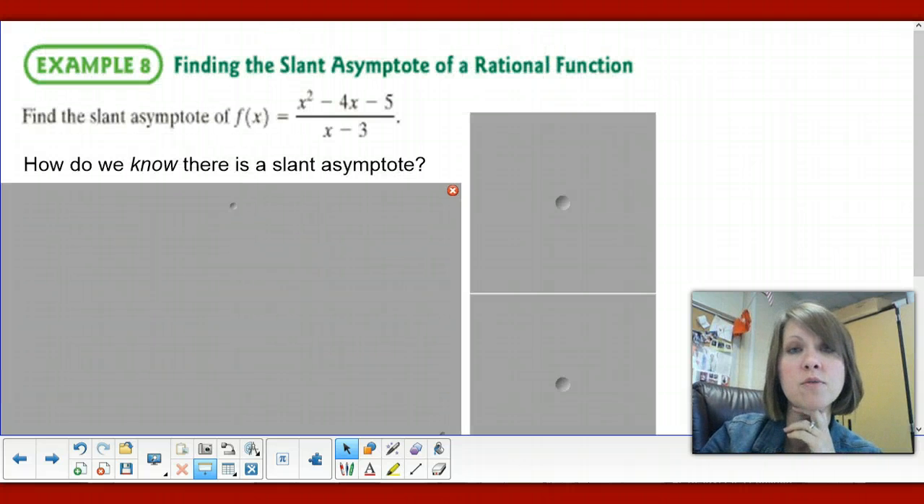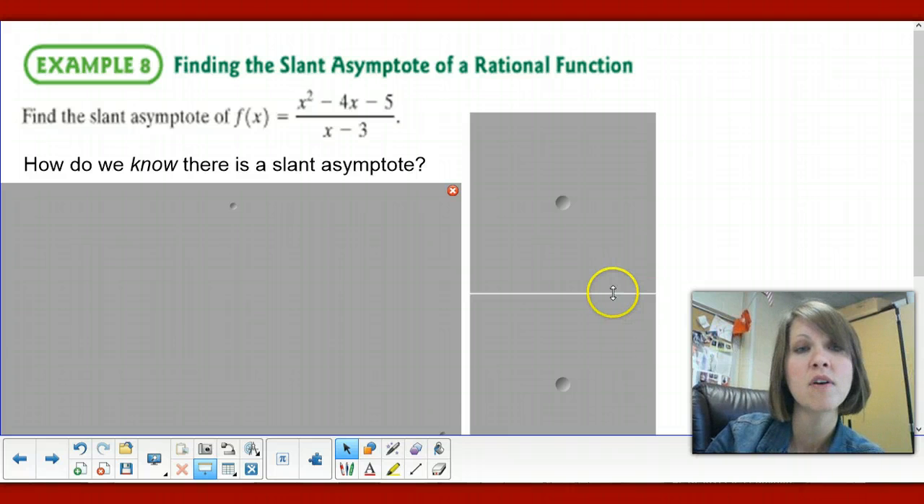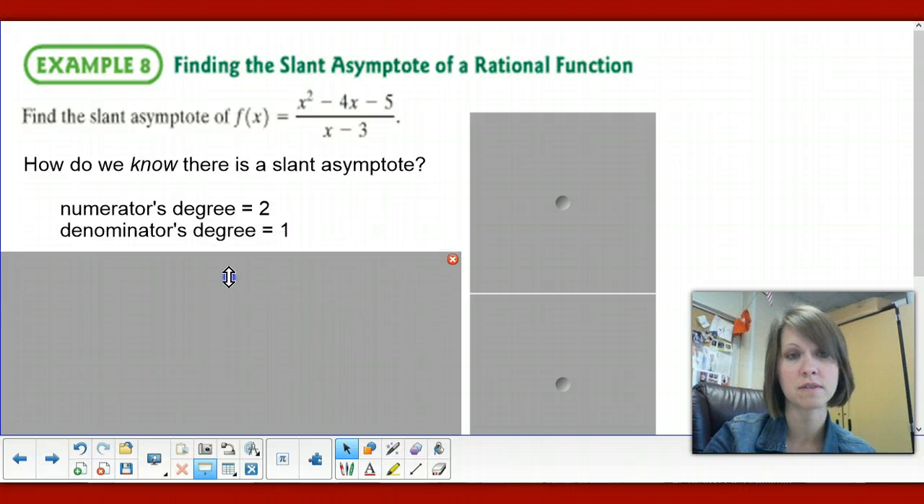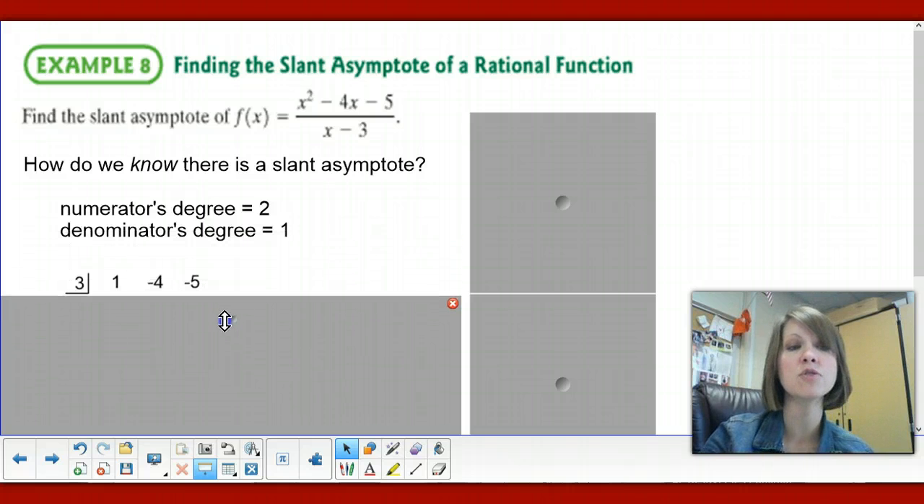We have f of x equals x squared minus 4x minus 5 over x minus 3. First of all, how do we know there's a slant asymptote? Well, we know because the numerator's degree, squared, is 1 more than the denominator's degree, a linear x to the first. Now to find it using synthetic division, we're going to put the 1, the negative 4, and the negative 5, the numerator's coefficients, along with dividing by the factor x minus 3, which means a positive 3 goes in there. Nothing new here.